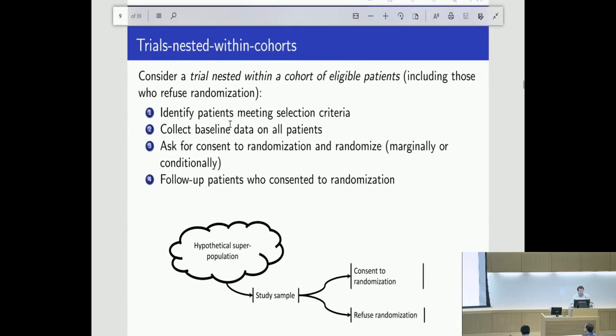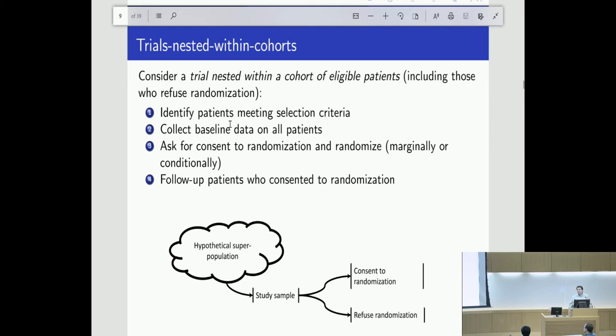Okay. So first I'll tell you how to collect your data, and then we'll talk about causal inference and then about statistics, okay? So the cleanest example I can come up with, I call a trial nested within a cohort of eligible individuals. Sometimes these things in the clinical literature go by the name comprehensive cohort studies. So basically, you start by identifying people in your source population who meet your trial eligibility criteria. And then you collect baseline covariates from everyone. And again, such studies have been done. And then once you get that baseline data, sometimes from routinely collected data sources, you ask the people whether they wish or do not wish to be randomized.